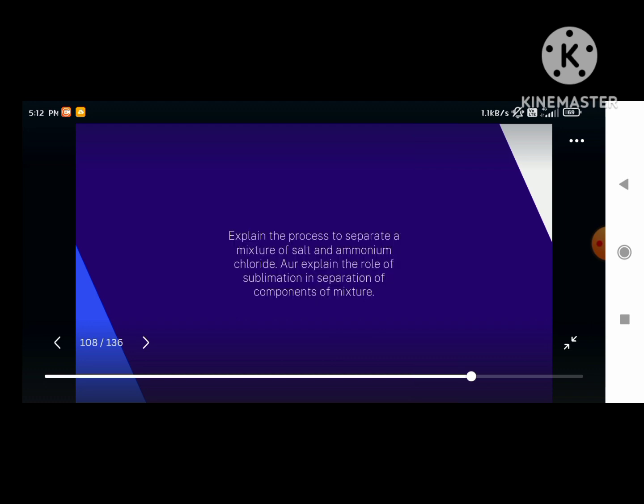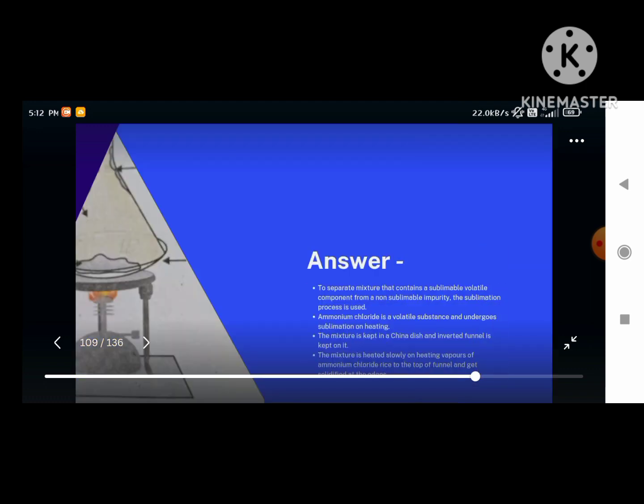Question number 10. Explain the process to separate a mixture of salt and ammonium chloride. To separate a mixture that contains a sublimable volatile component from a non-sublimable impurity, the sublimation process is used. Ammonium chloride is a volatile substance and undergoes sublimation on heating. The mixture is kept in a china dish and an inverted funnel is kept on it. The mixture is heated slowly and the vapors of ammonium chloride rise to the top of the funnel and get solidified at the corners.